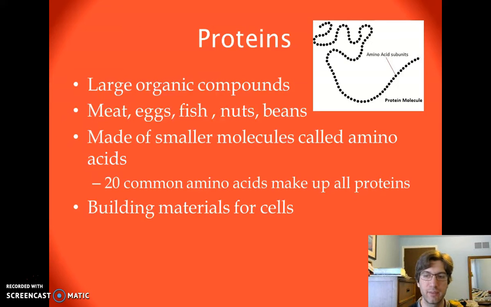You can think of this kind of like the alphabet. In our alphabet, we only have 26 letters. Well, our cells only have 20 different amino acids to make up all the proteins that we see in our world. You can think of how many different words we can make with 26 letters. So our possibilities are pretty endless here, especially because of how proteins can repeat and go on for longer strands than just smaller things. So you're going to get a lot of protein from your meats, eggs, fishes, nuts, and beans.